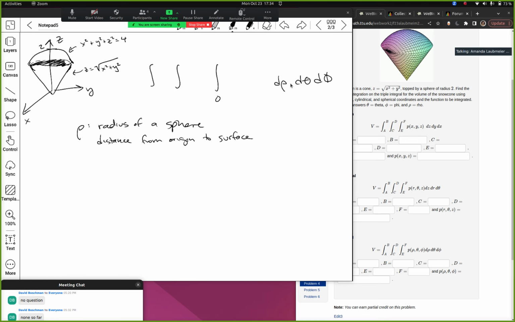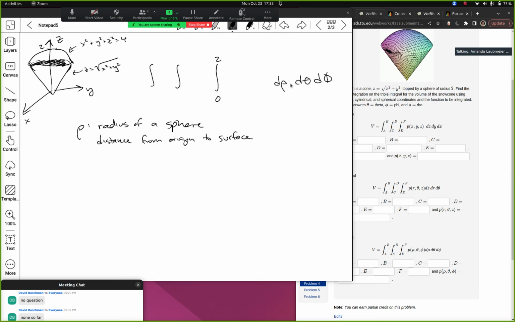So you could right away say, my bounds for rho must be from 0 to 2 because I'm told I have a sphere with radius 2. And I'm also told that this is like a solid object, so it goes all the way to the origin when I'm filling it in.